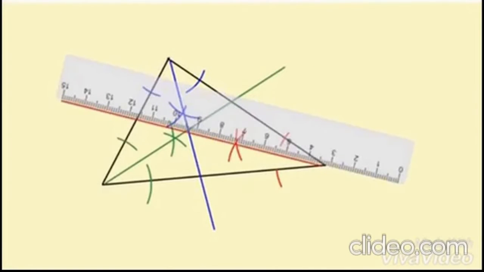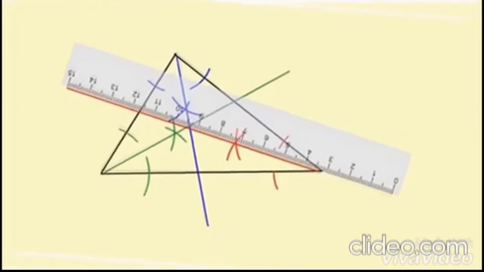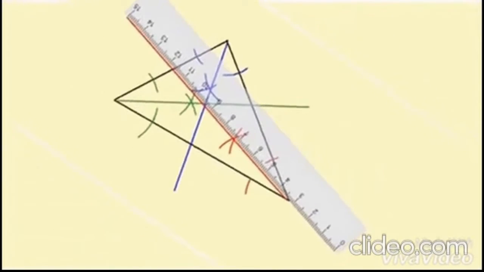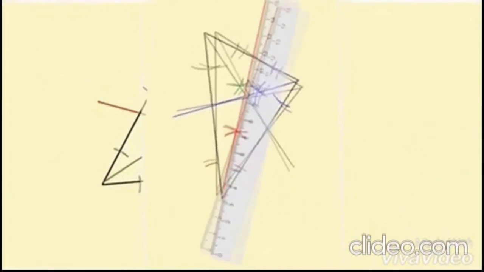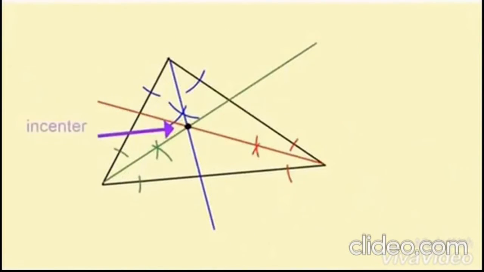I have constructed each of the angle bisectors in different colors so that you can see the construction marks. This point here is the incenter. The reason it's called the incenter is because it is the center of a circle that is inscribed in the triangle.